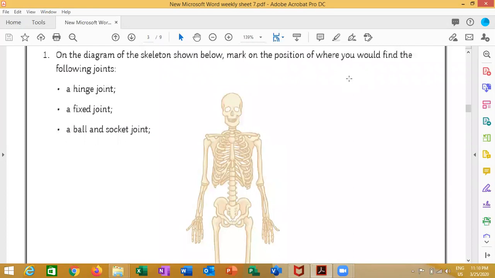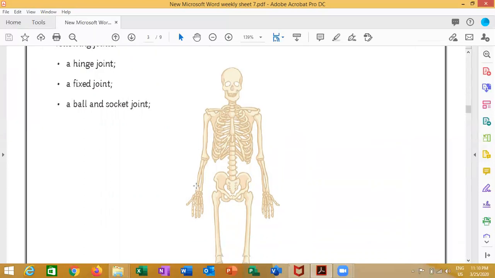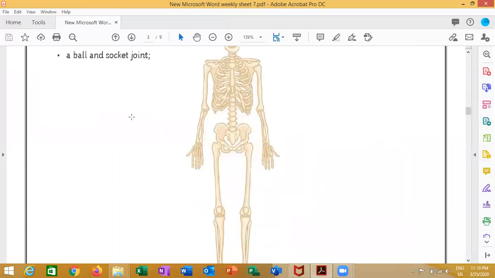Here he wants you to label on the diagram of the skeleton the hinge joint, fixed joint, and ball and socket. Let's start with number 1. Which part of the skeleton contain fixed joint? Of course, it will be skull, because the joints in the skull will never ever move. Let's move to number 2. Hinge joint, it means it can only move in one direction. So here, the hinge joint can be elbow or it can be knee. Ball and socket joint, it can be shoulder and it can be hip joint.